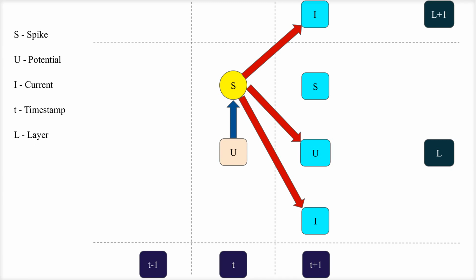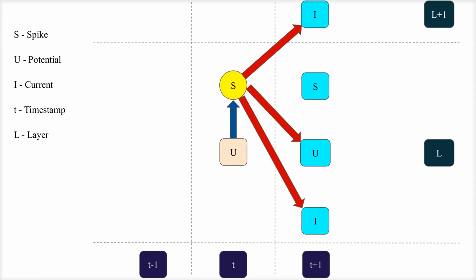Introduction. So we'll go with this slide, which is spike. A spike occurs whenever there is a change in potential and the potential crosses a certain threshold. This spike will be communicated to the neuron of the next layer. If I say L and L plus 1, it means the neuron of the current layer, which is L, and the neuron of the next layer, L plus 1. This information will also be communicated in different time steps.